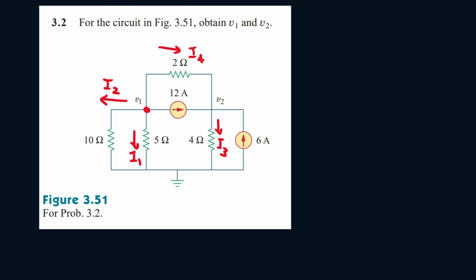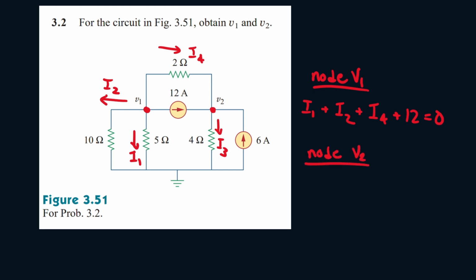Now let's write the node equation for V1 and V2. So we see everything's leaving the node. So it's going to be I1 plus I2 plus I4 plus 12 equals 0. And for node V2, we see 12 amps and 6 amps is entering the node, as well as the I4 current, and I3 is leaving the node.